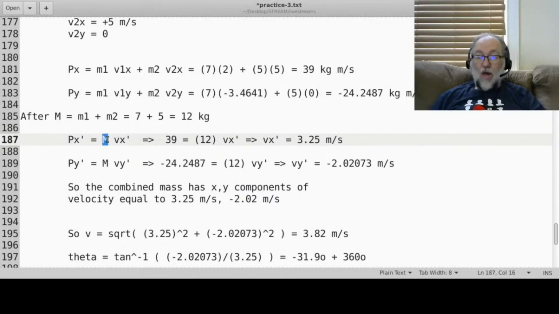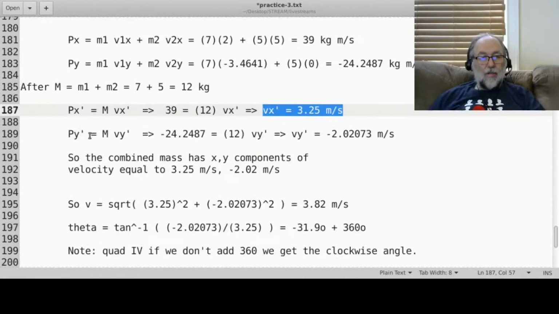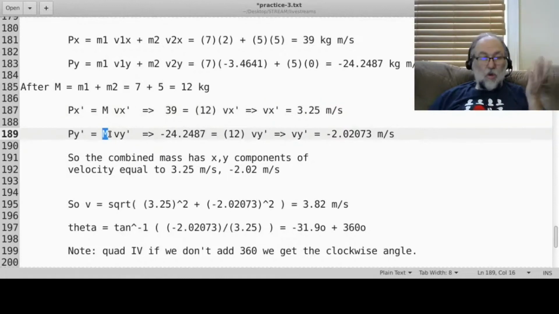That m is going to be 12. And vx primed, well, we can solve for that. Okay, so 39 is equal to 12 times vx primed. And that gives us that vx primed is 3.25. Okay, same thing for the y component. Okay, so the y component of the momentum after the collision. All right, there's only one contributor, so there's just one mv here. And M, I'm using capital M for the combined mass, multiplied by Vy primed.